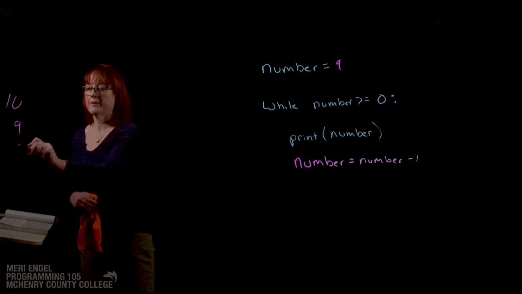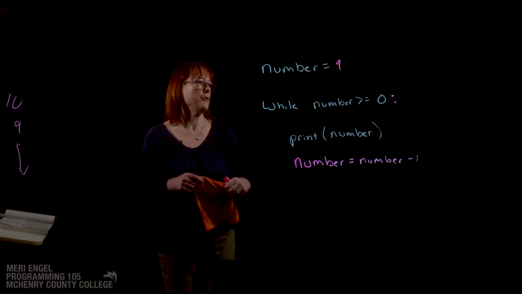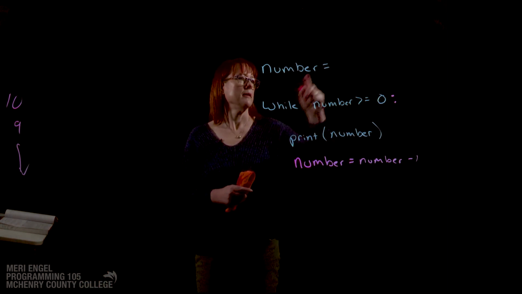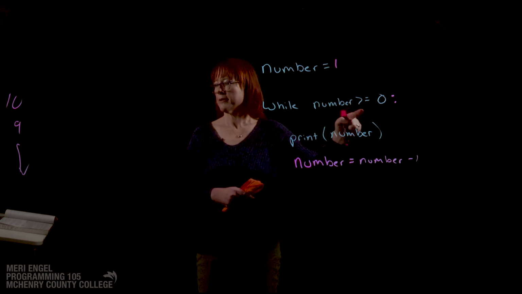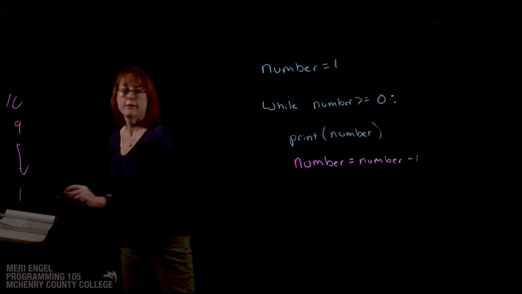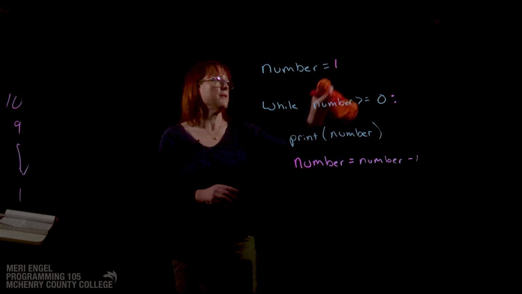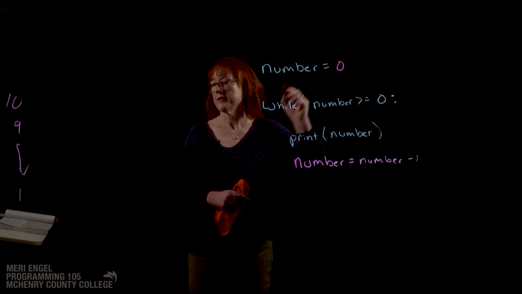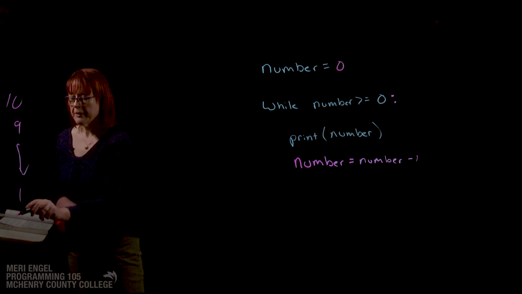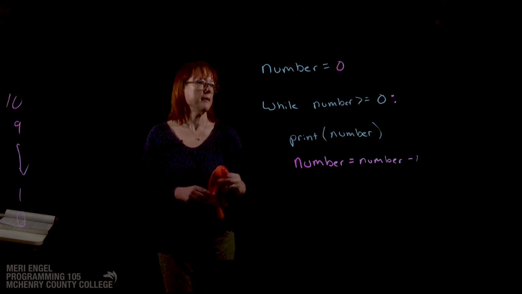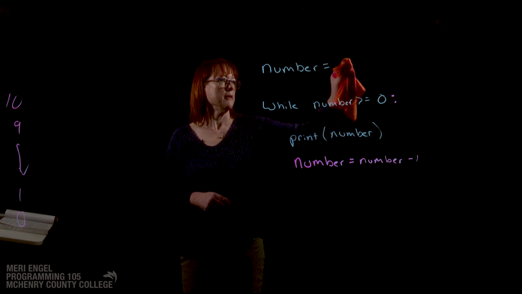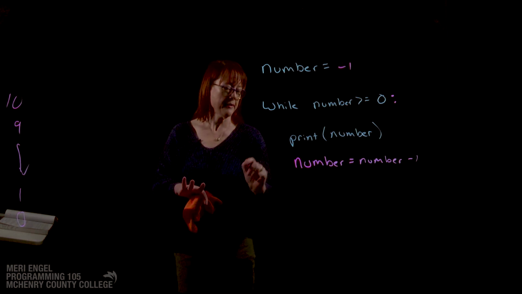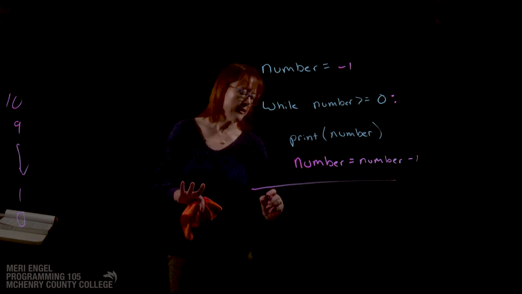And I'm going to just skip down to 1. 1 is greater than or equal to 0. It will print. 0 is greater than or equal to 0. It will print. At that point, the value of number becomes -1. This loop ends, and we go into the next logic block.